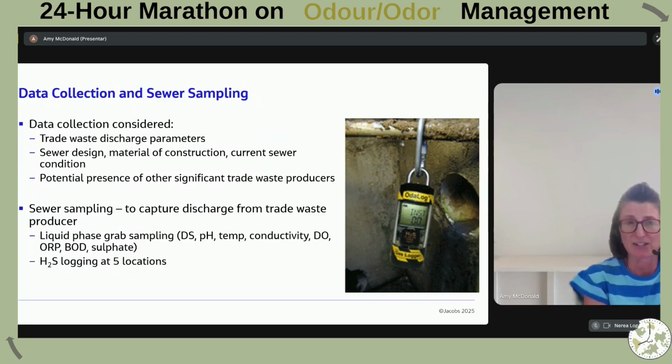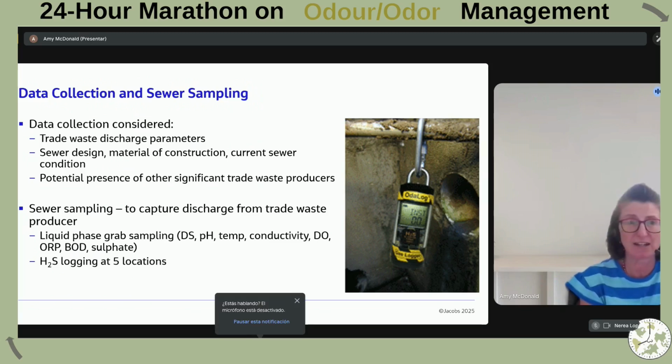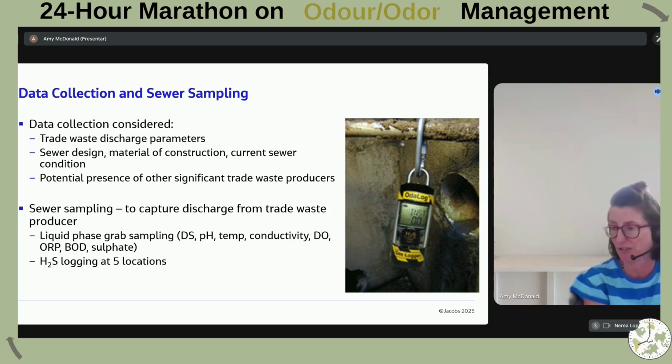So the data collection considered the trade waste discharge parameters, the sewer design, the materials of construction, and the current sewer condition. And one thing that was very important to consider was the potential presence of other significant trade waste producers, because we didn't want to assign corrosion and sulphide generation from them to the trade waste producer we were interested in.